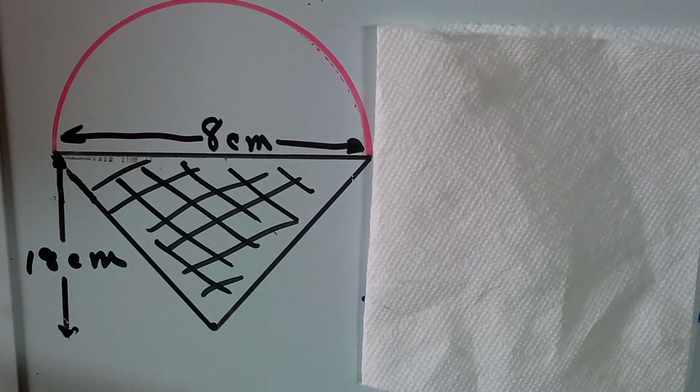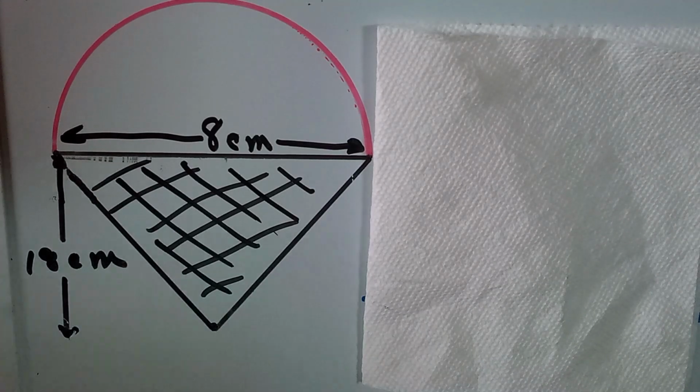Here is our problem today. A spherical scoop of ice cream with a diameter of 8 centimeters is in a cone 18 centimeters tall with a base diameter of 8 centimeters. If all the ice cream melts into the cone, what percent of the cone will be filled? And we will round our answer to the nearest whole percent if needed.